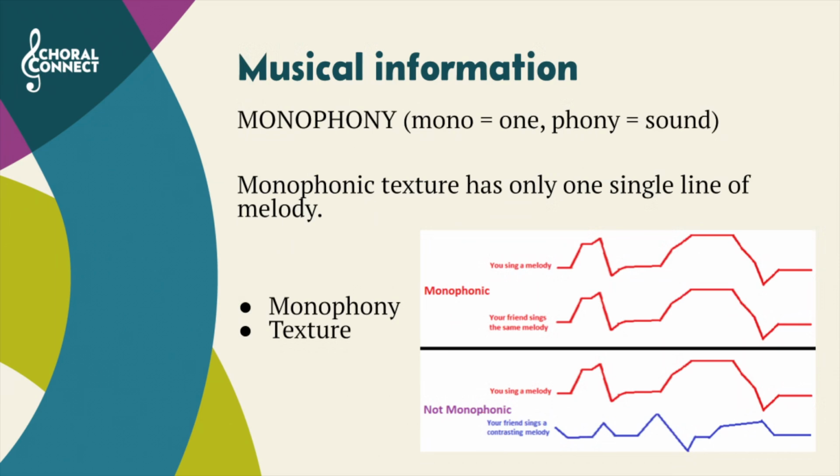Musical information. Ask your students, how did people sing before Guido d'Arezzo? They sang only one melodic line, unaccompanied by any voices or instruments, called monophony. The word monophony comes from the Latin language and it means mono, equal to one, phony, equal to sound.